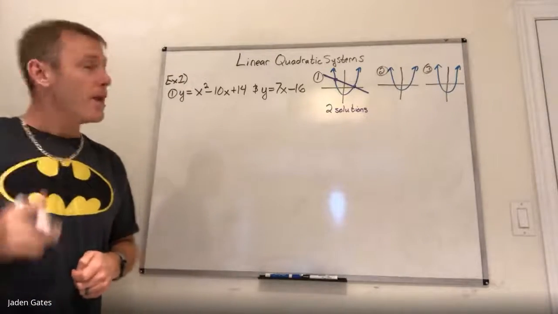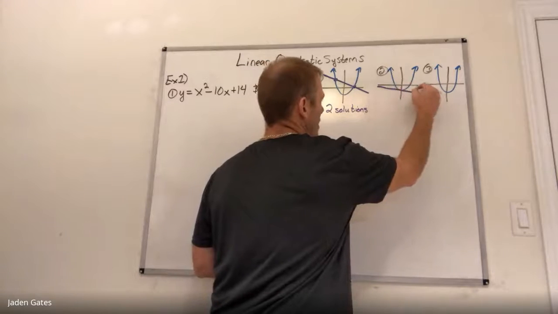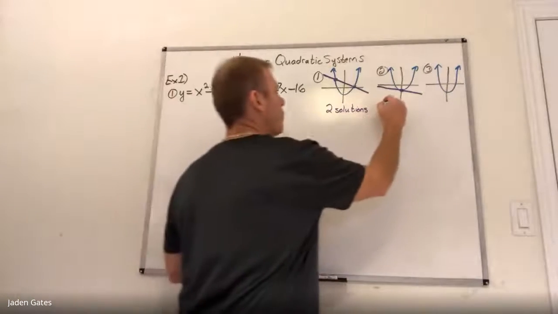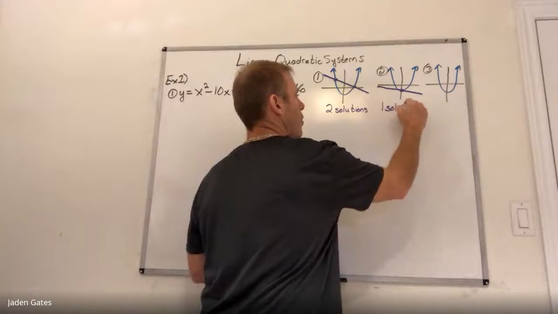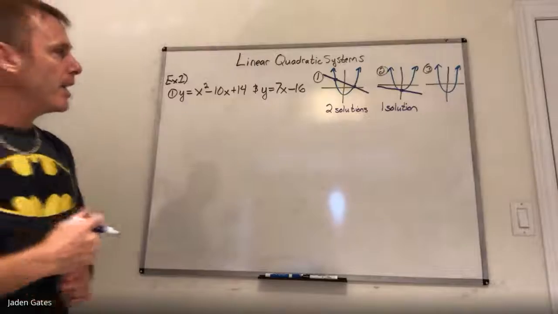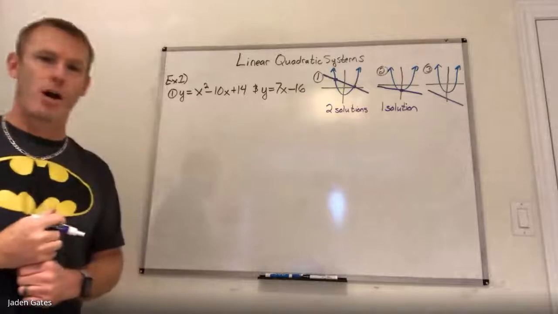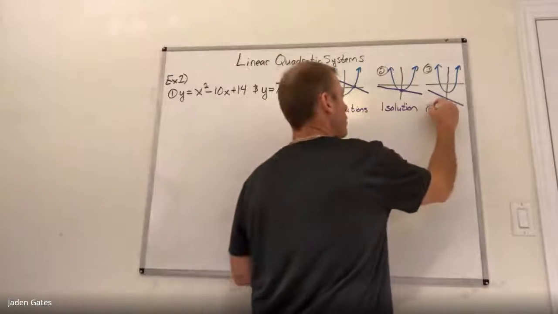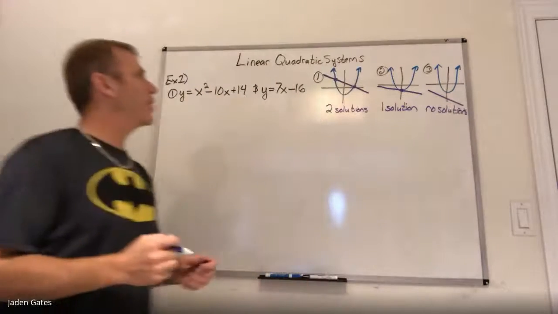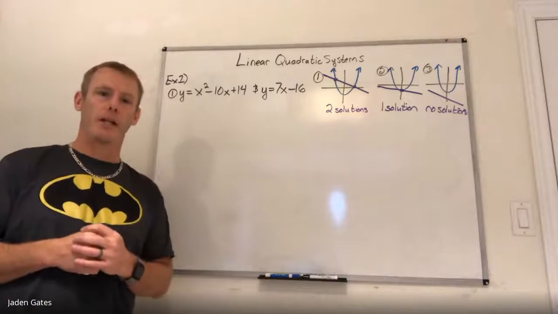That's one scenario. The other scenario, well, there's 2 others actually, is I could have a line and it just hits the vertex of a parabola. And so I would have 1 point of intersection or 1 solution. And then lastly, the other situation that could happen is if I had a line and it doesn't even hit my parabola. So in that case, there would be no solutions. All right, so when I talk about a linear quadratic system, what we're looking at is the point of intersection between a parabola and a line.